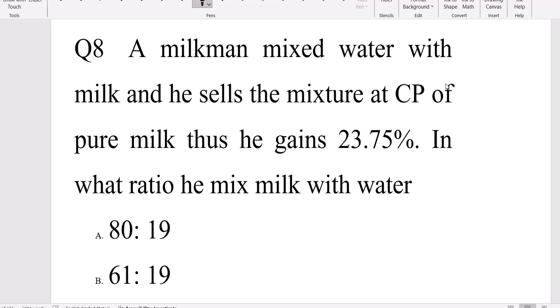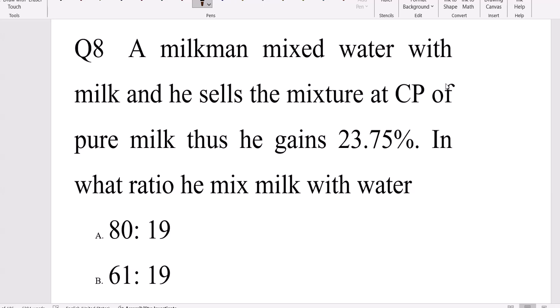So how did he get it? Whether he mixed 1 liter of water for every 10 liters of milk, or for every 100 liters of milk he added 2 liters of water. How much water is he adding to gain 23.75%? The next time they may ask you, he wants to gain 25% or 10%, then what is the mixing of milk and water? See, one simple logic, everybody focus here. I'll give you the original method next.